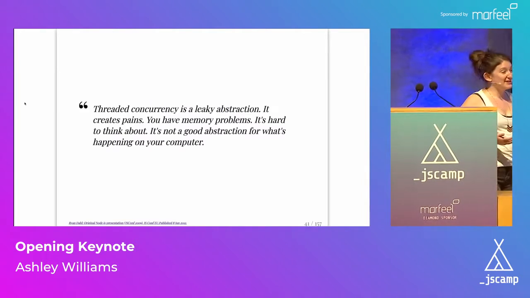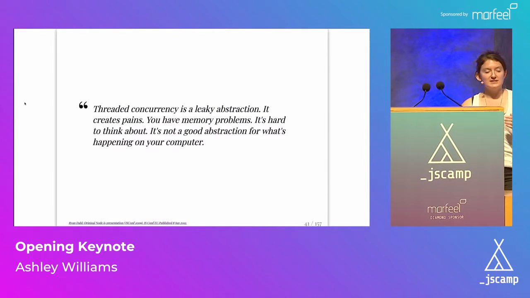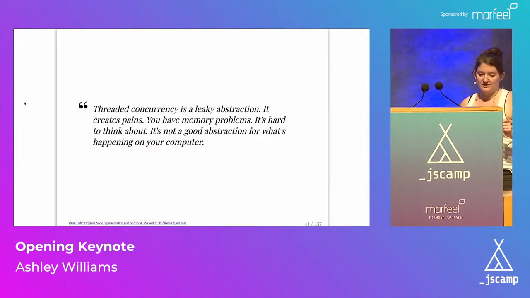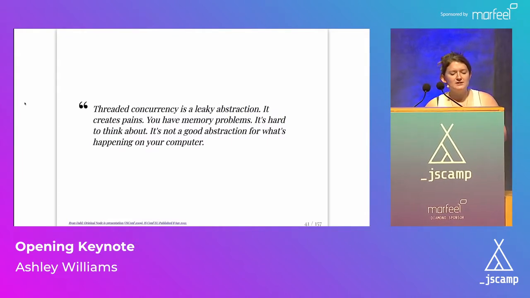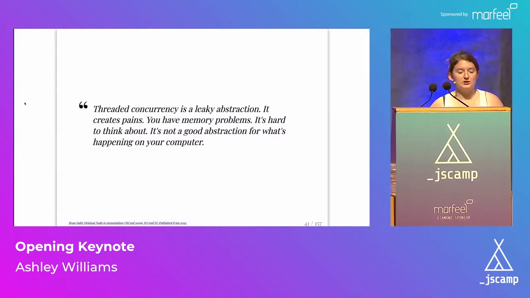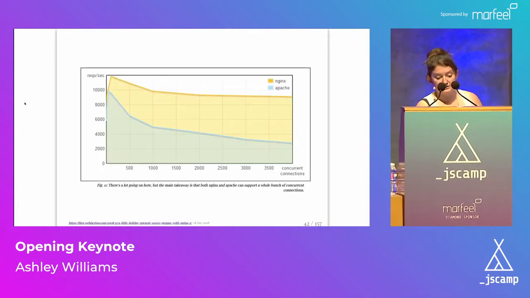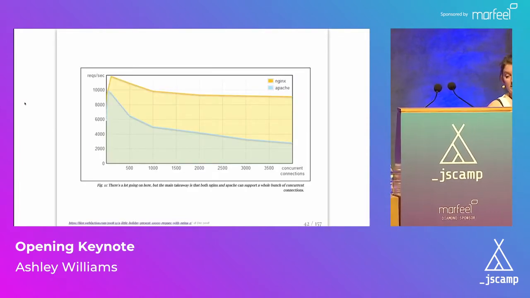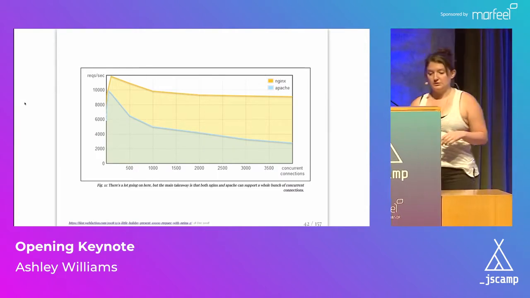Now, Ryan Dahl has very interesting opinions about this. Threaded concurrency is a leaky abstraction. It creates pains. You have memory problems. It's hard to think about. It's not a good abstraction for what's happening on your computer. And he says this because he was taking a look at comparing Nginx and Apache, which were the two solutions at the time for asynchronous computing.